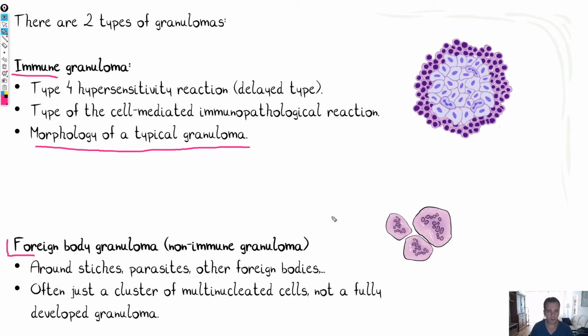And they look a little bit different. Usually there are no fully developed granulomas. There can be, but in a lot of instances there is no fully developed granuloma, and it's often just a cluster of multinucleated cells without fully developed granulomas.